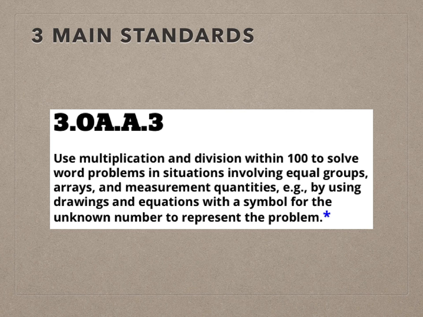Use multiplication and division within 100 to solve word problems in situations involving equal groups, arrays, and measurement quantities. For example, by using drawings and equations with a symbol for the unknown number to represent the problem. The asterisk at the end of this standard is a reference to Table 2 in the appendix of the Common Core State Standards. The table shows common multiplication and division situations where the unknown is in different places.